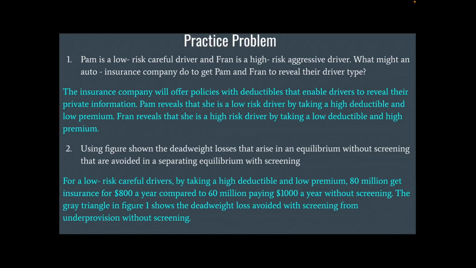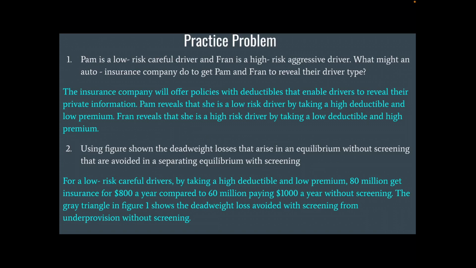Practice problem. Pam is a low risk careful driver and Fran is a high risk aggressive driver. What might an auto insurance company do to get Pam and Fran to reveal their driver type? The insurance company will offer policies with deductibles that enable drivers to reveal their private information. Pam reveals that she is a low risk driver by taking a high deductible and low premium. Fran reveals that she is a high risk driver by taking a low deductible and high premium.